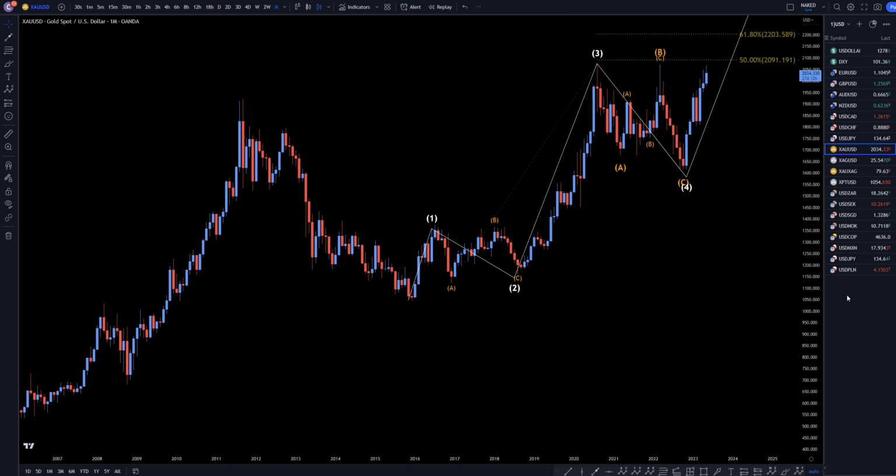Today is Thursday, May 4th, and I'm going to be analyzing gold versus the US dollar starting on the monthly, working my way down to the 1 hour time frame.